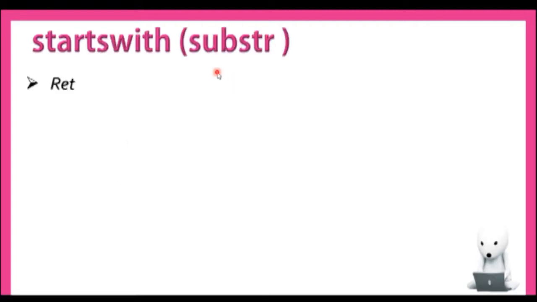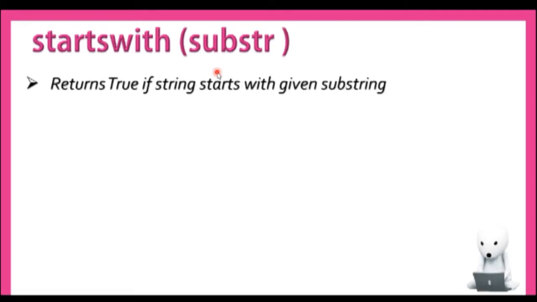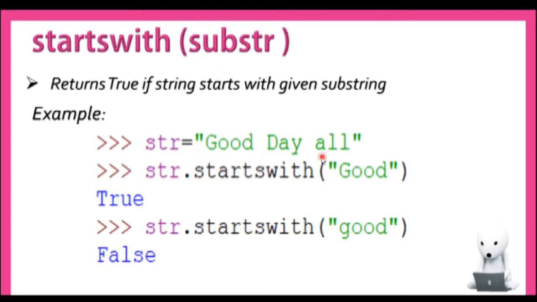startswith, it returns true if given string starts with the given substring. Example, str is equal to good day all. If I give substring as good, it returns value true because this string starts with good, that is the substring. Whereas if I say str dot startswith good, where G is in small letters, it returns false because in the given string, in the starting, G is capital letter.